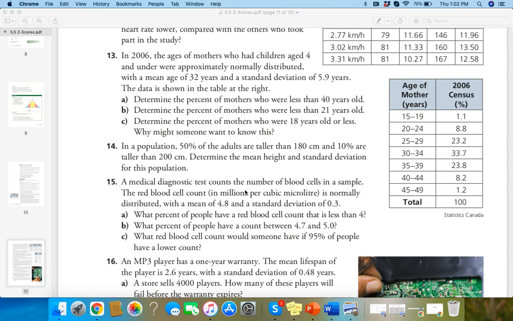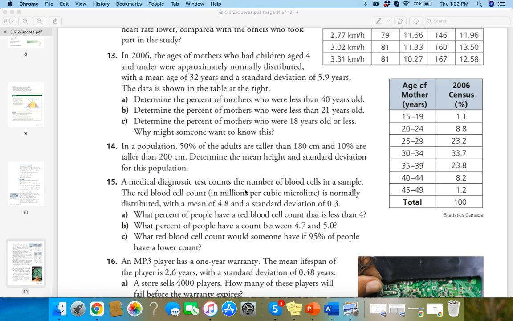In this video, I'm going to take a look at the homework that you did for section 5.5 on z-scores. The first question I'm going to look at is number 14. In a population, 50% of the adults are taller than 180 centimeters and 10% are taller than 200 centimeters. Determine the mean height and the standard deviation for this population.